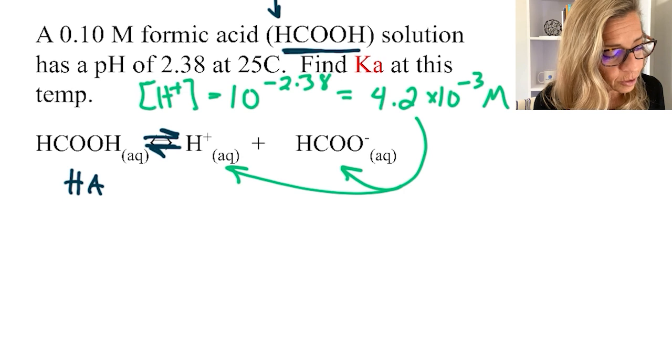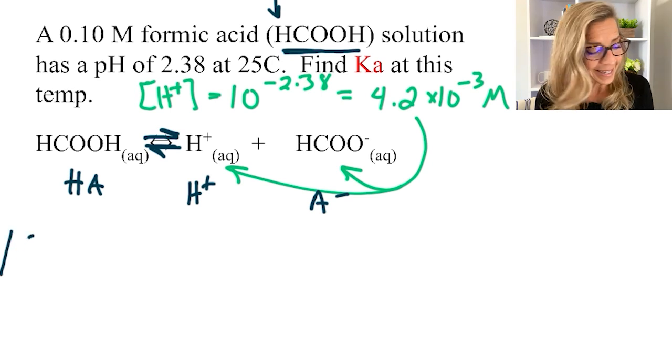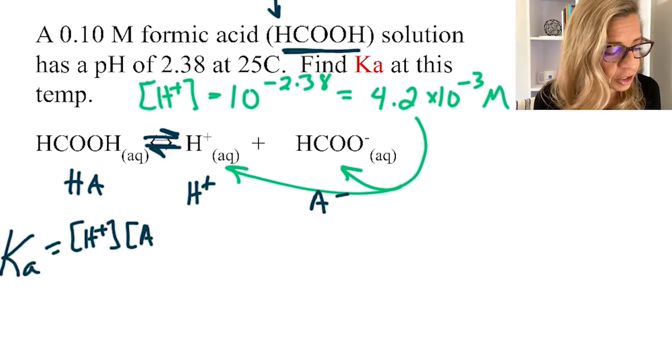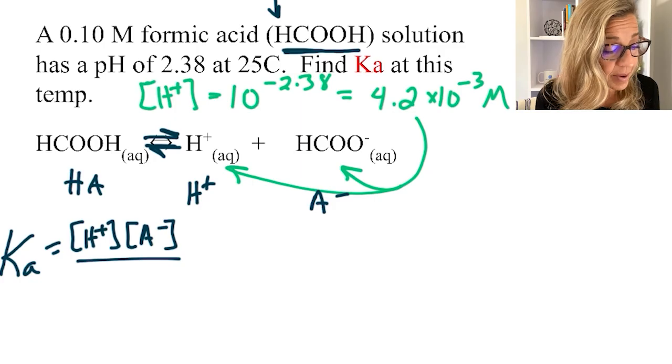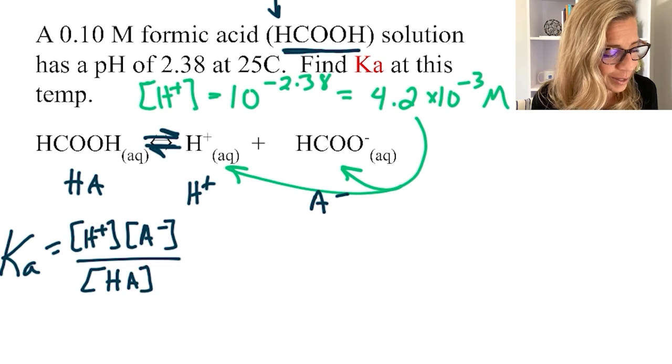And so let's write the Ka expression. Also, this is a general format. This is H plus and then A minus. That's a kind of a sneaky way of writing these. So the Ka expression would be the H plus concentration times the A minus. It just means the rest of the acid, and then divided by the acid concentration.